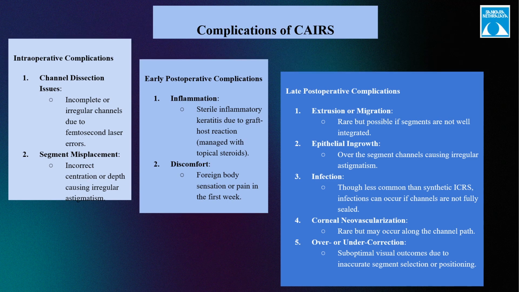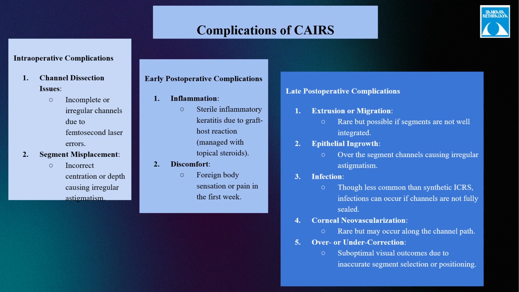What are the late postoperative complications? Over here I have mentioned 5, but many more can be added once we get an overall view and long-term follow-up. First is extrusion or migration. Same as ICRS, this is also possible with CAIRS. It is rare, but it is possible if they are not well integrated. Second is epithelial ingrowth. Over the segment channels, it can cause irregular astigmatism.